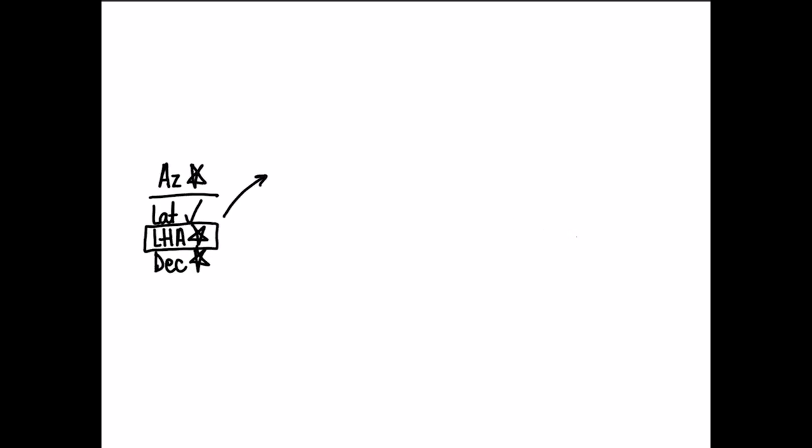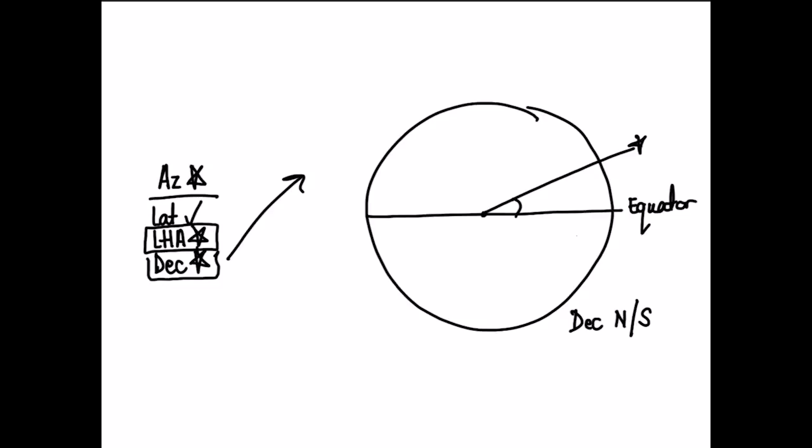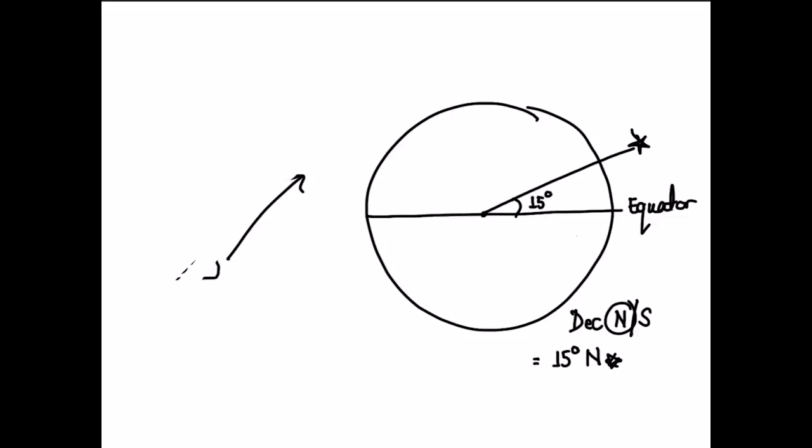The last piece of information needed to find the azimuth of the star is the declination. Taking this to be the Earth, where the line represents the equator, declination refers to the elevation of the star using the equator as reference, in either a northerly or southerly direction. This example shows the declination of the star to be 15 degrees north.